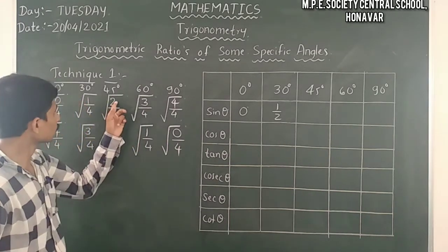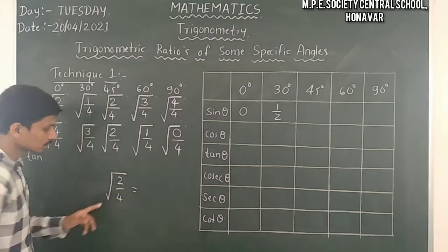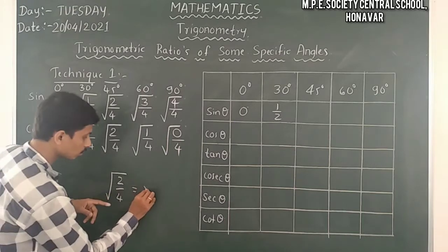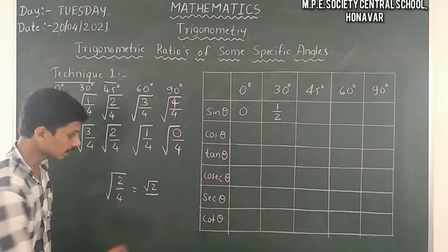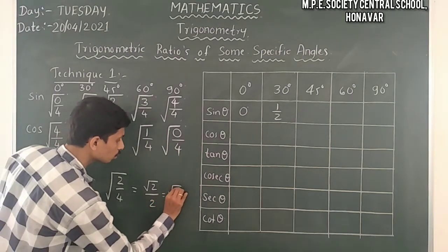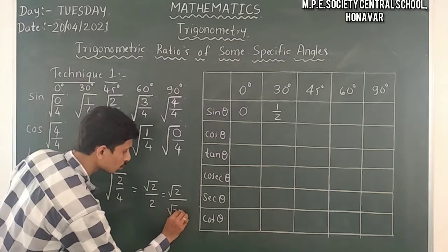Yes. So here root 2 by 4. Just also root 2 by 4. Here I am taking it like this: root 2 divided by, since 4 is a perfect square, I will write 2. Then here it is writing this root 2 as root 2 into root 2.